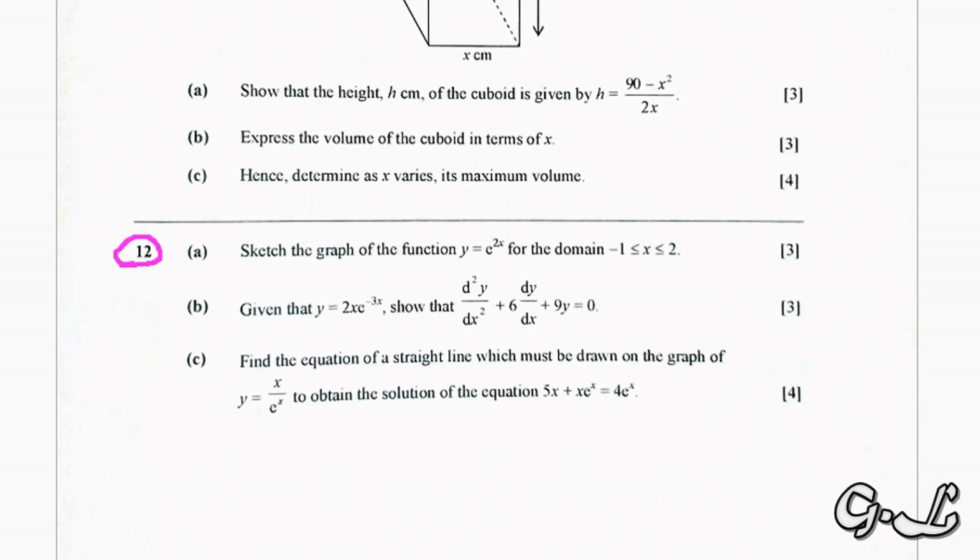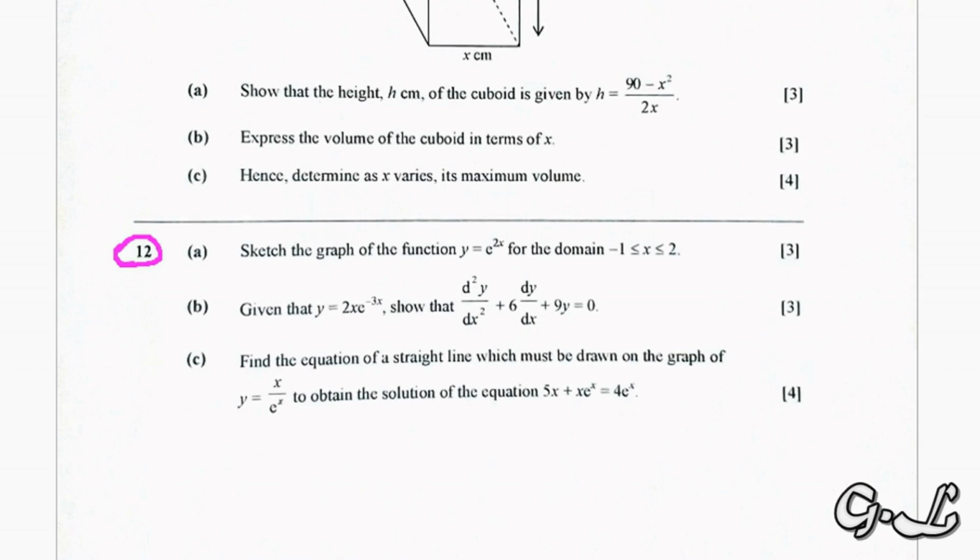This is our focus. It is question number 12 and here it is. Question number 12 has three parts: part A, part B and part C. In total the question carries 10 marks. So let's go through each and every part of this question, starting with part A.